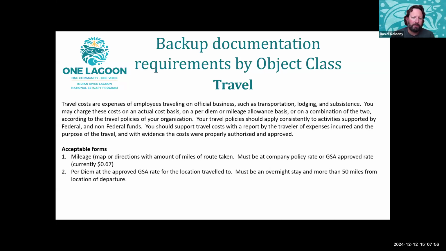Per diem is also based off GSA, based on the location you travel to. So if you're traveling up to DC for an official part of this grant, then you're going to look at the rates approved for Washington, DC. Again, if you're doing any overnight stays, they have to be more than 50 miles from the location of departure.